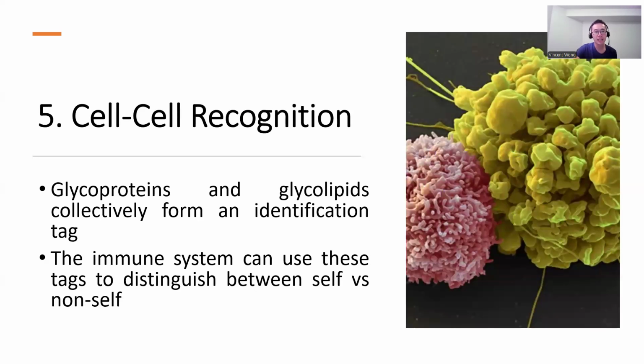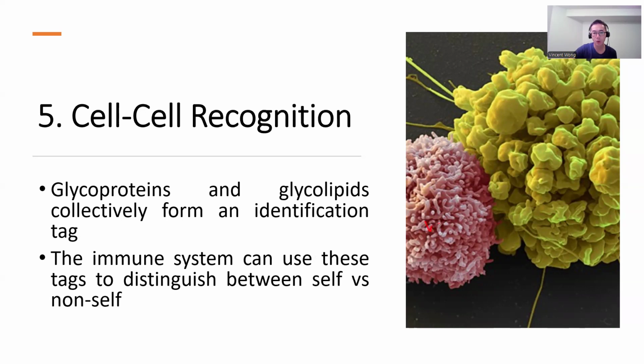Number 5 is cell-cell recognition. We talked about this briefly already when we wrote a note. Glycoproteins, sugary proteins, and sugary lipids, they collectively form an identification tag. Okay, and the immune system can use these tags to distinguish what belongs to the body and what does not.